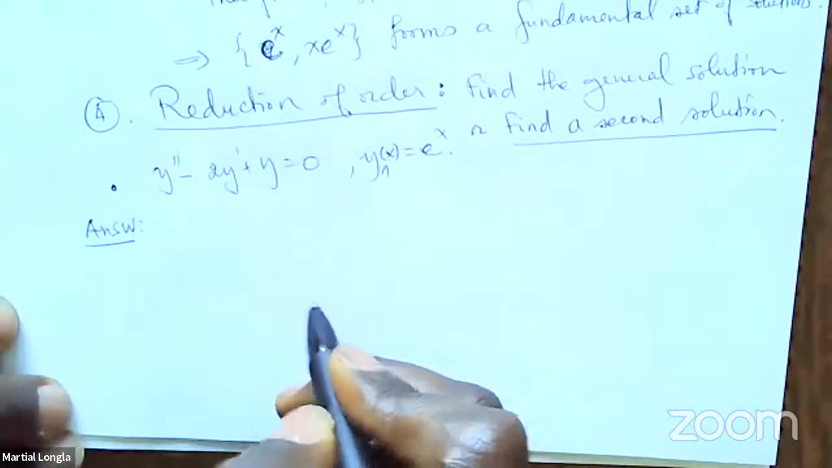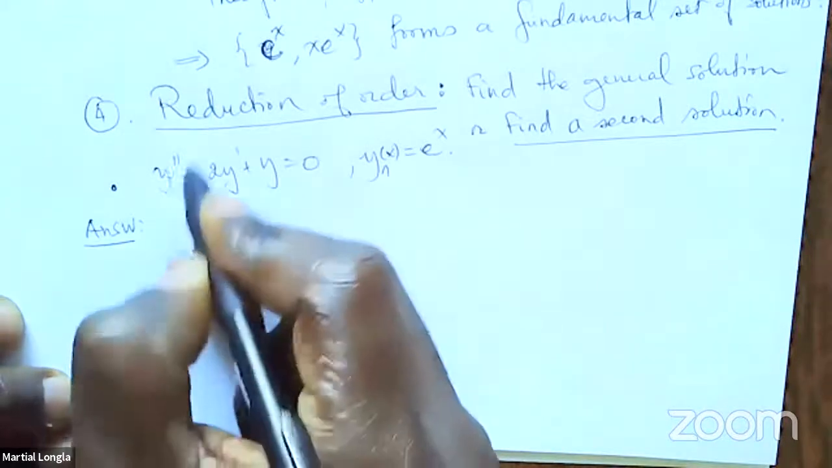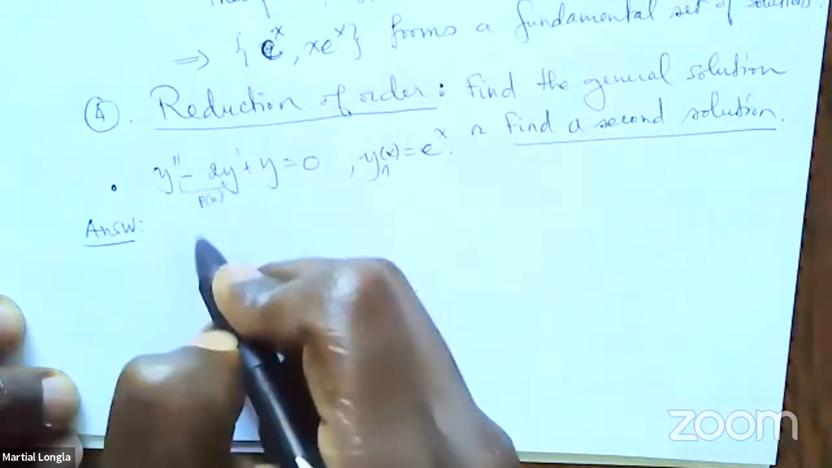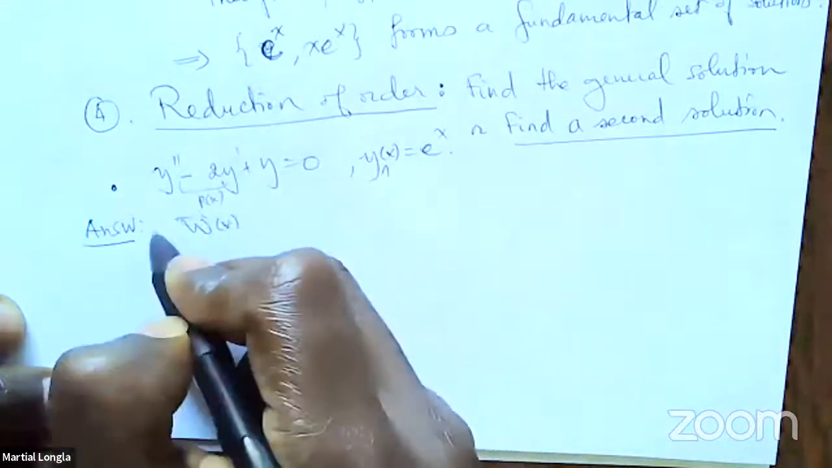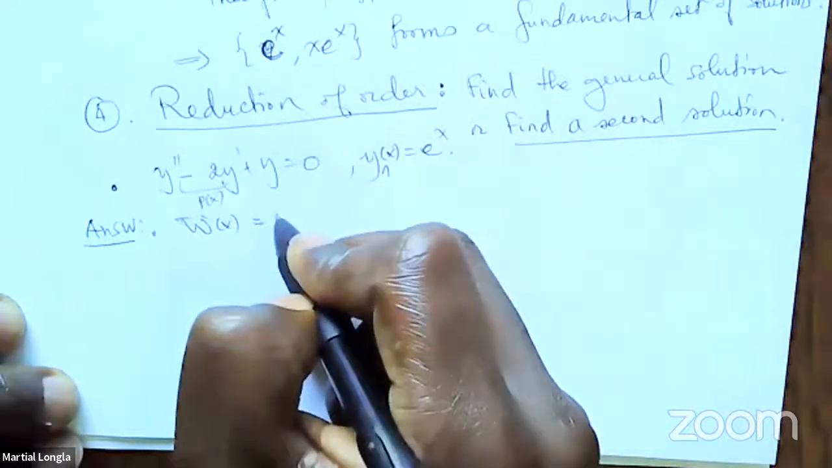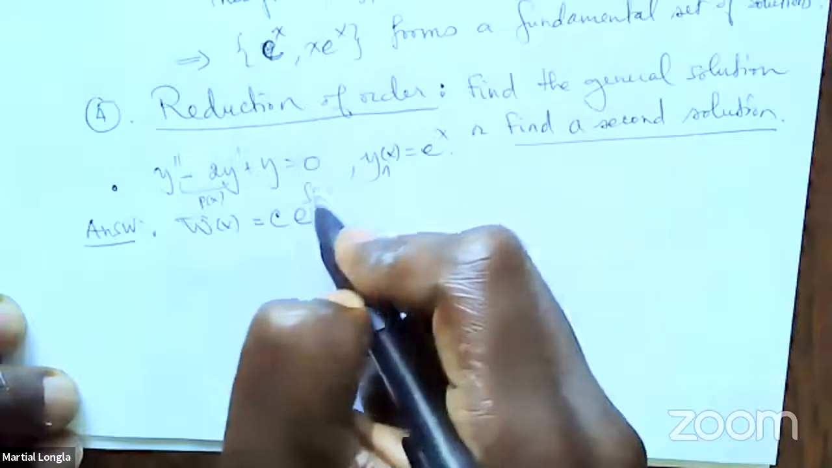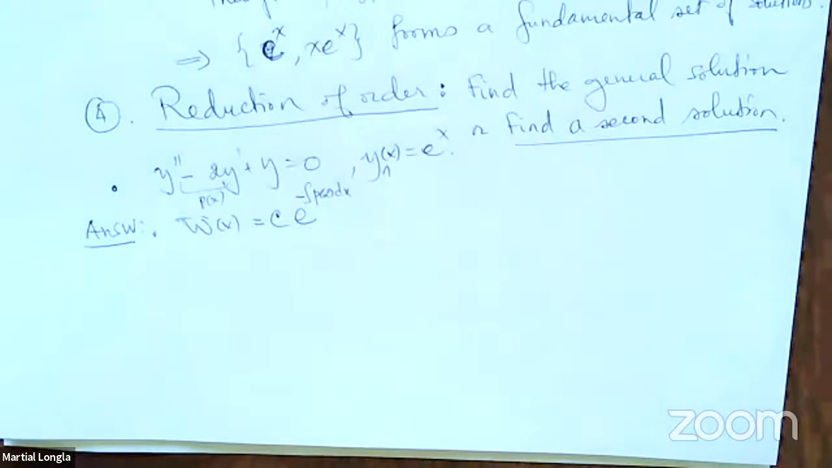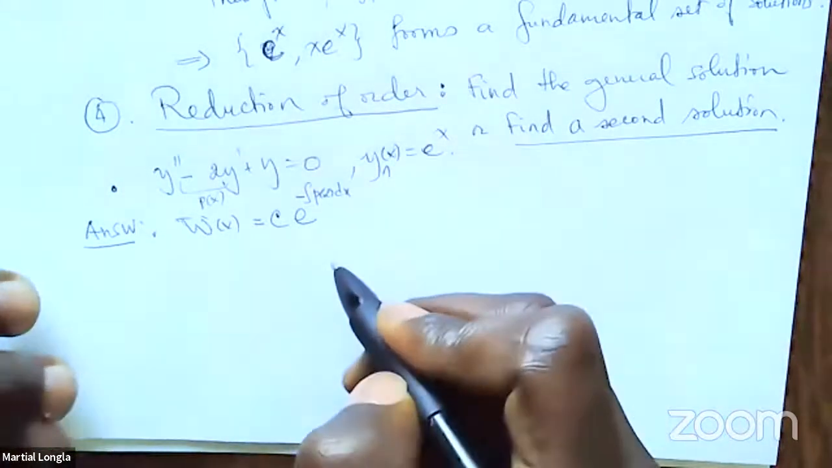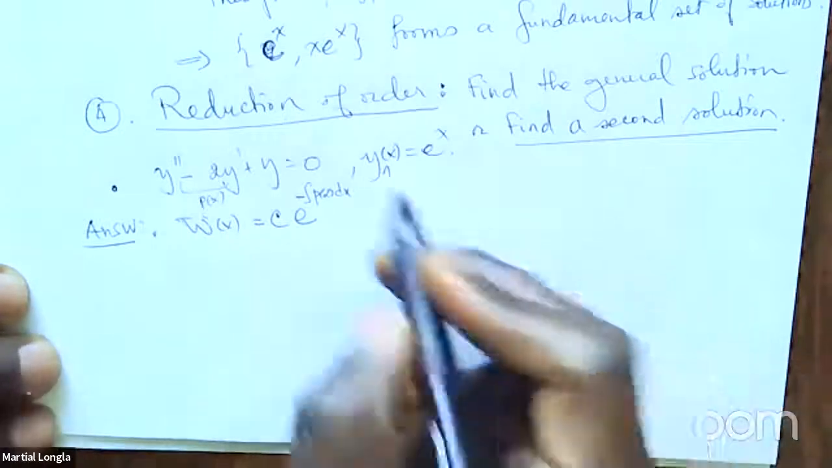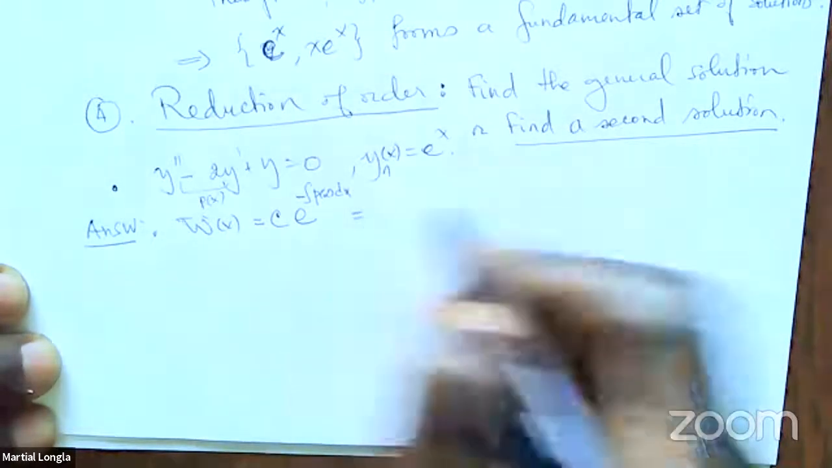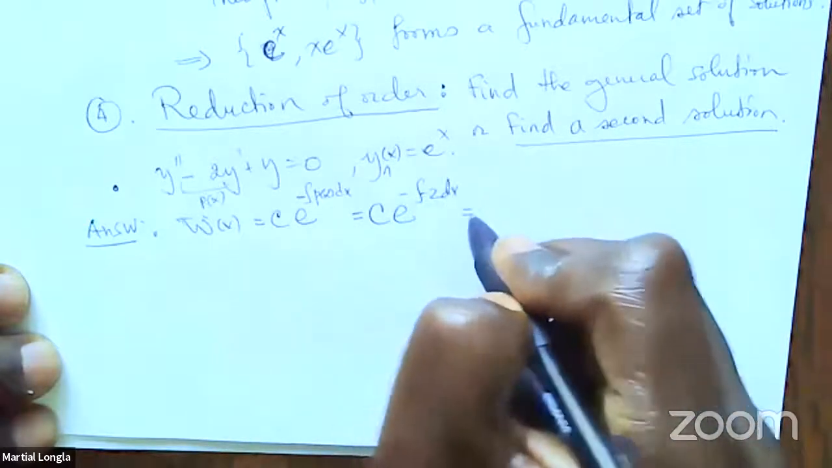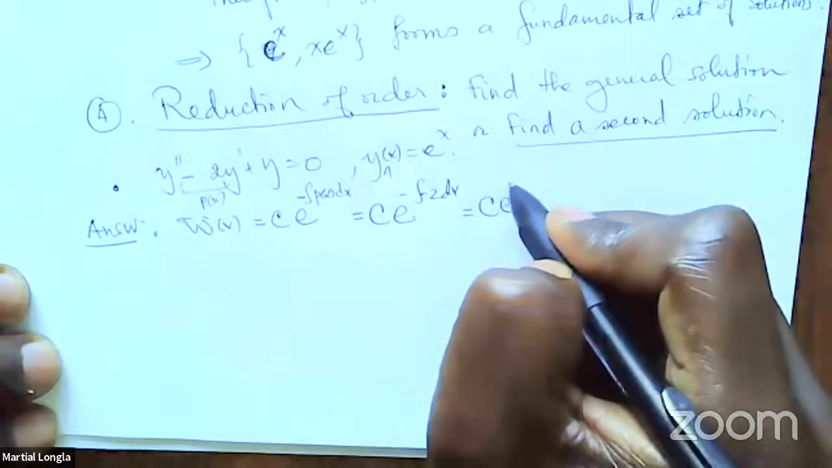Okay. You get here, right here, that's p of x. And you have w of x equals c e to the negative integral of p of x dx. And here that's c e to the negative integral of minus 2 dx. That's c e to the 2x.